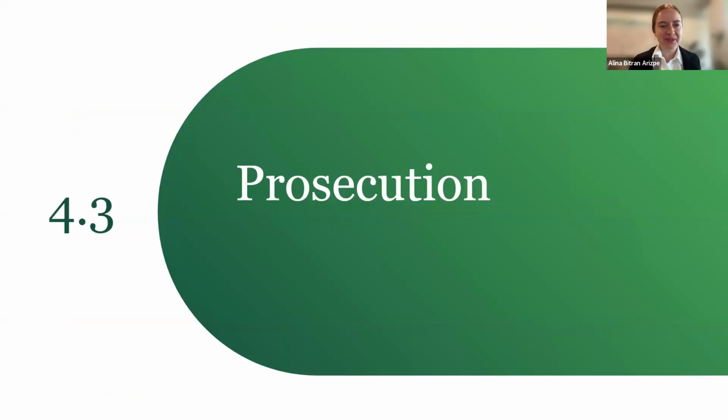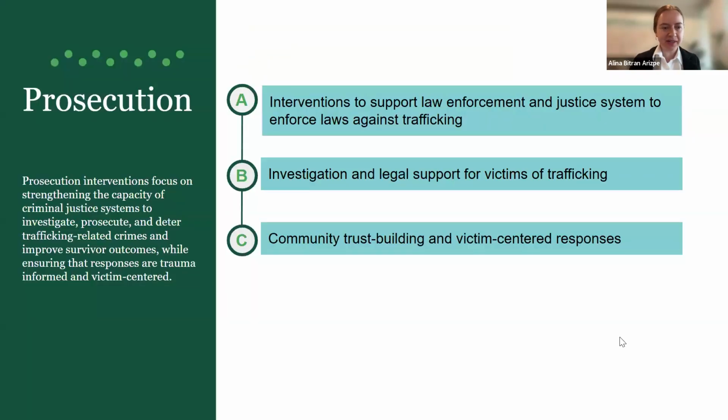Thank you, Jeni. So now we'll go over the next two pieces Jeni was saying, prosecution and partnership. So starting with prosecution. Prosecution interventions are interventions that focus on strengthening the capacity of criminal justice systems. So here we're thinking about the entire criminal justice system pipeline, so from investigations, prosecutions, and deterrence of trafficking-related crimes. And we're also particularly interested in improving survivor outcomes.